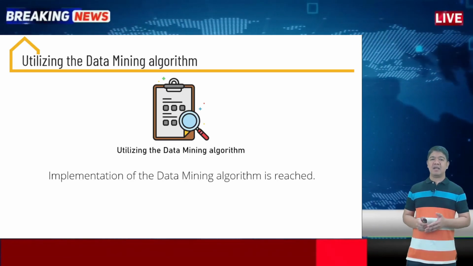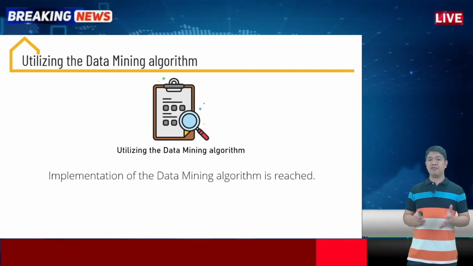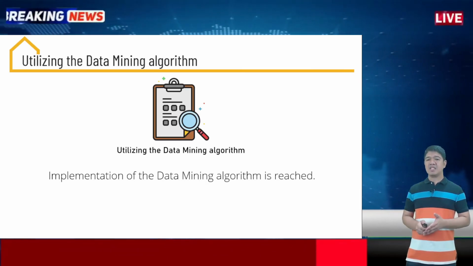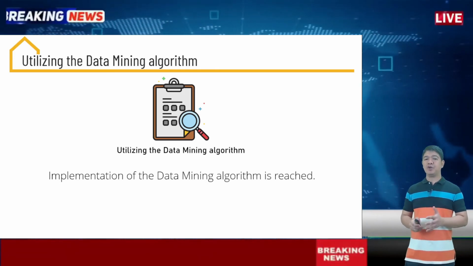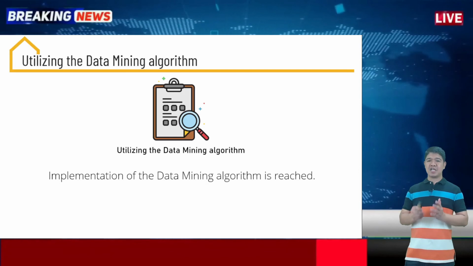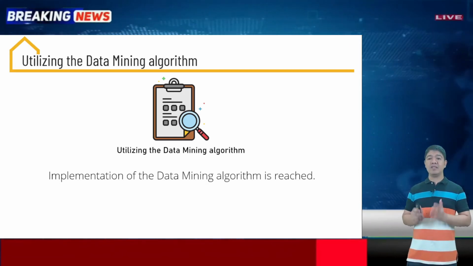Utilizing the data mining algorithm. In this stage, we may need to utilize the algorithm several times until a satisfying outcome is obtained. For example, by tuning the algorithm's control parameters, such as the minimum number of instances in a single leaf of a decision tree.